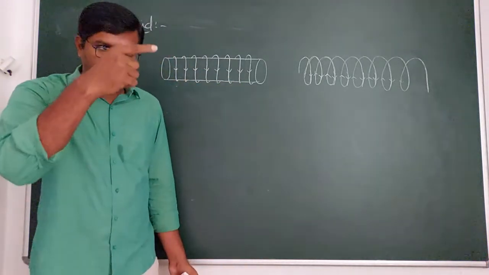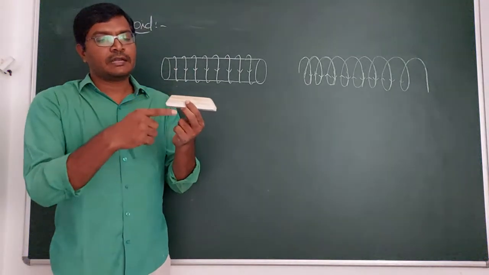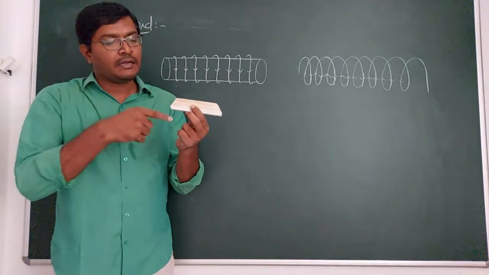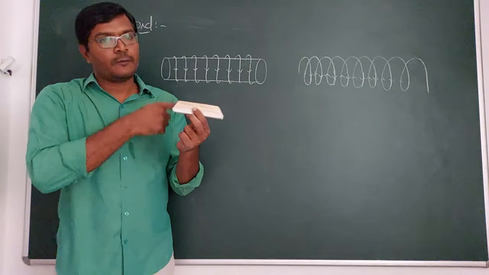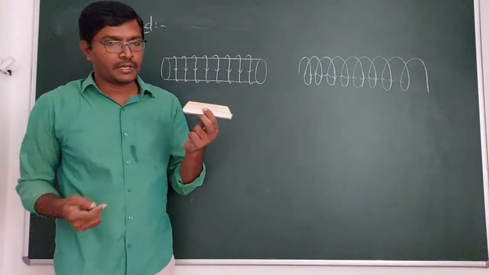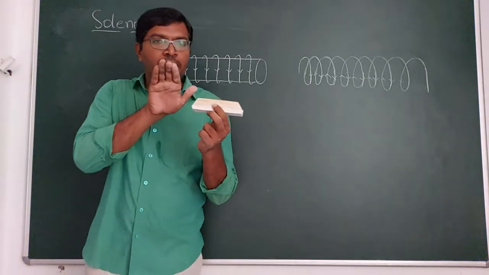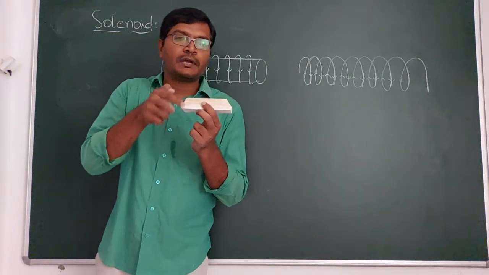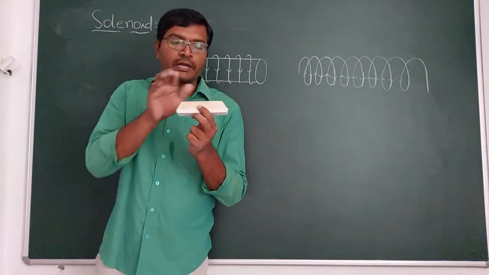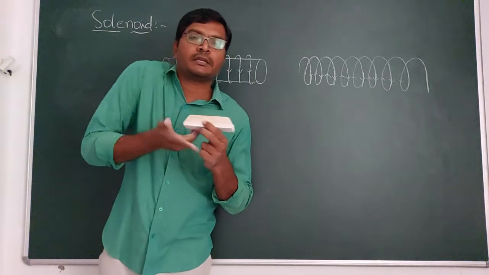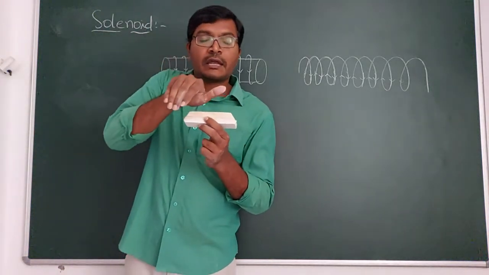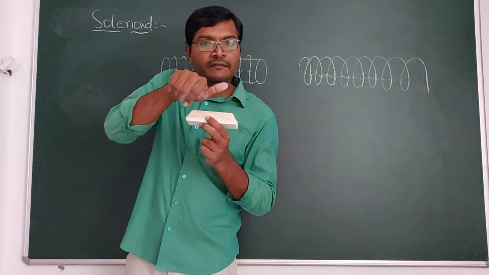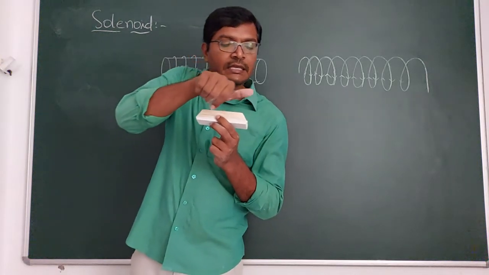That means this is the circular coil. As it is the circular coil, here the direction of current is in the downward direction, and here the direction of current is in the upward direction. This is a circular coil. Okay. So the curl of your finger shows the direction of the current. So direction of current in front of the insulated material is in the downward direction, and here it is in the upward direction. Then curl of your finger shows the direction of the magnetic field. So here the magnetic field is in this direction.